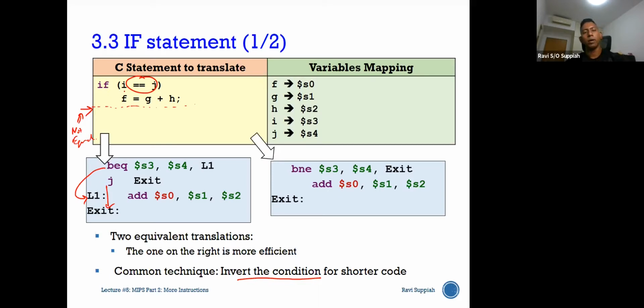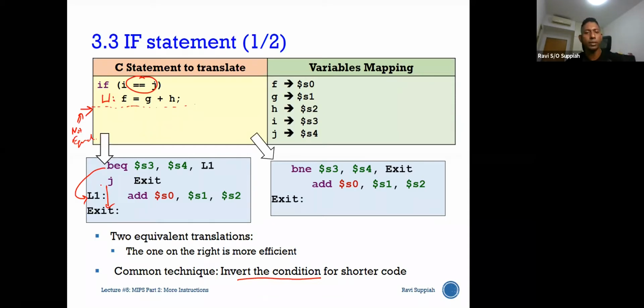If I think of it as a direct translation, if i and j are equal, then I do something here. i and j equal means, in this case, i and j are mapped to $s3 and $s4. So I say branch if equal $s3, $s4 to a label, this L1, and this L1 is where I will do this addition operation. If i and j are equal, I will take the branch and do this addition. But if they are not equal, what happens? I will automatically go to the next line.